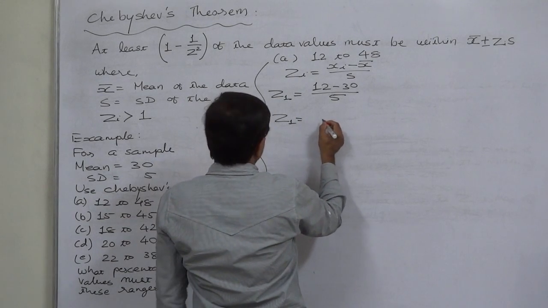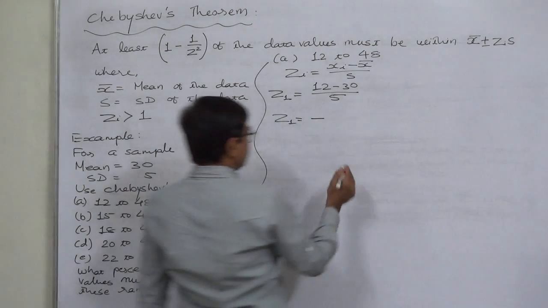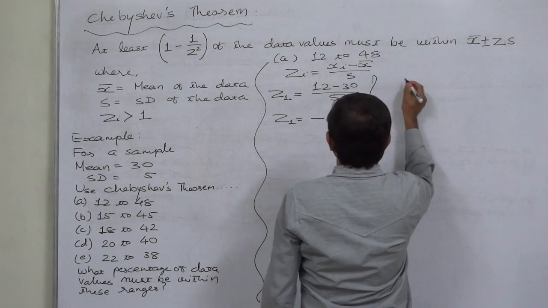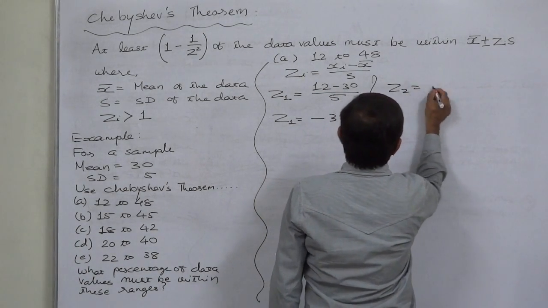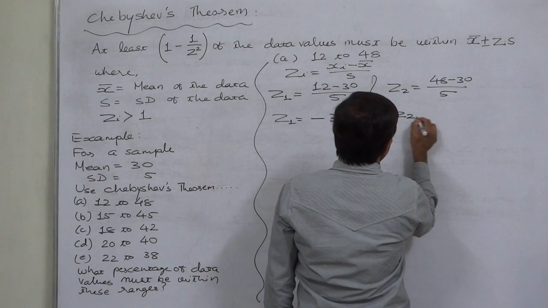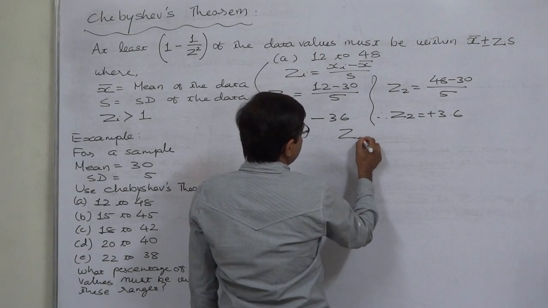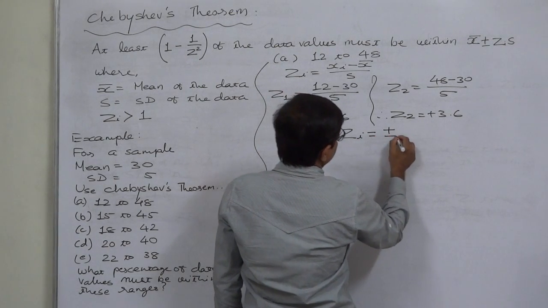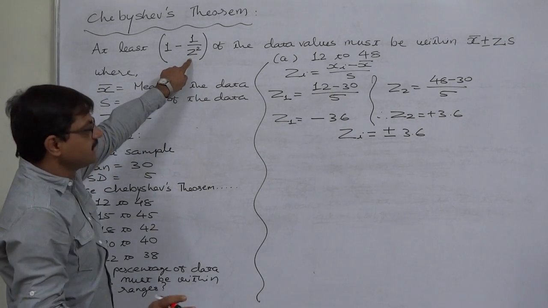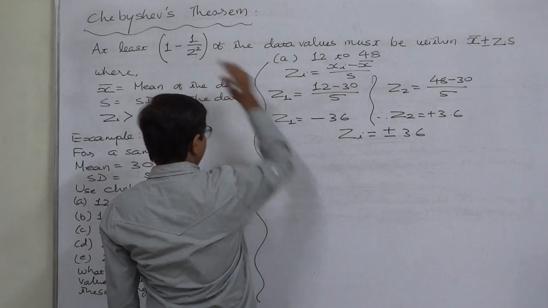It comes to minus 3.6. For the second value 48, z comes to 48 minus 30 divided by 5. So z comes to positive 3.6. That means for this range the z is plus or minus 3.6. We are going to take the squared value of z, so it is immaterial whether z is negative or positive. But now let us substitute the z value in this formula.